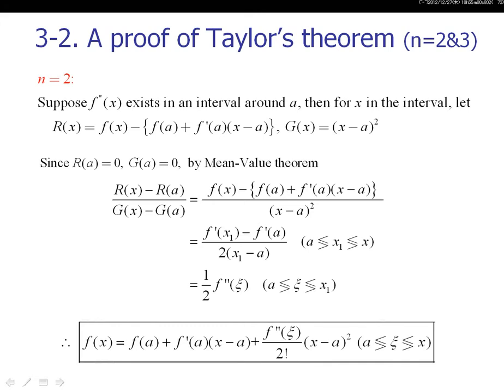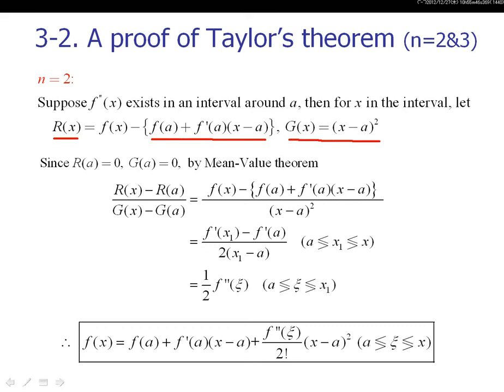Now we are ready to prove Taylor theorem. But we are going to do that only for n equals 2 and 3. For n equals 2, suppose f double prime x exists in an interval around a, then for x in the interval, we define rx and gx as such. And this is the first approximation, because this is a tangent line at point A, fa. And we subtract the first approximation from fx. So this rx is the second remainder. And we define gx by this, x minus a squared.